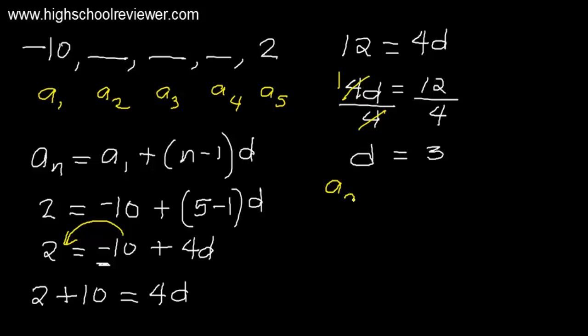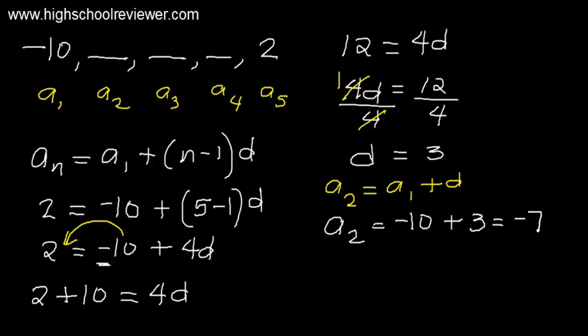So a sub 2 will be equal to a sub 1 plus d. Our a sub 1 is negative 10, and this will be plus positive 3. So our a sub 2 will be negative 7. So we have here negative 7.